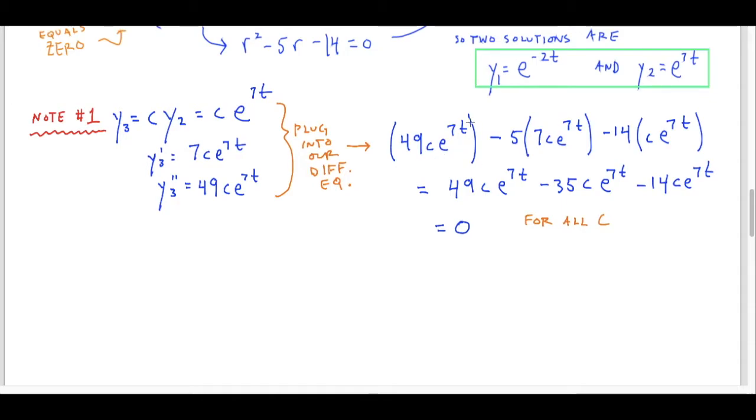Again, here I've taken this new function, plugged it into the differential equation, or the expression on the left. Then after some simplification, it does in fact equal 0. So this new function y sub 3 satisfies my original differential equation. So y sub 3 is also a solution of my differential equation. This is an important general fact. For this type of differential equation, any scalar multiple of a known solution is also a solution.